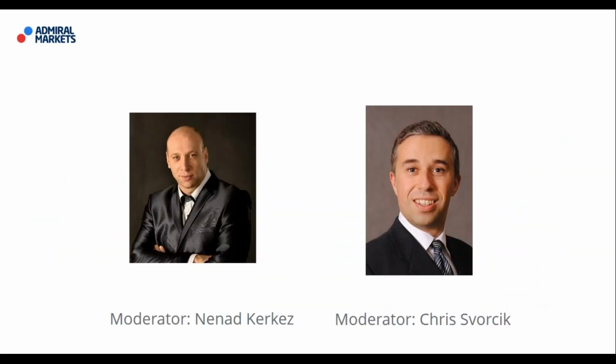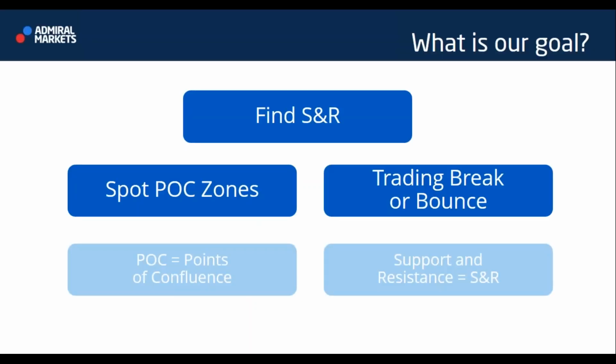So Nenad shared his support and resistance views 2 weeks ago. I'm going to do that today. Basically, the goal, as Nenad also discussed already, but once again, just to make sure, is finding support and resistance, spotting specifically the POC zones. POC stands for points of confluence, and S&R, of course, stands for support and resistance. Those are the terms that will be used often. I also use decision zones, which is just a different word for POC zones.